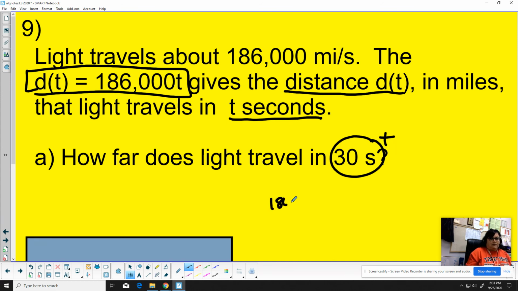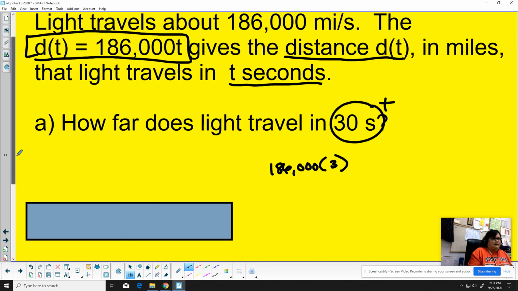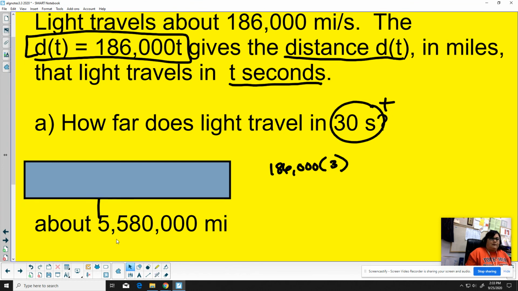So 186,000 times 3. I don't know what that is. Actually, I think I have it under here. Let's see. Yep, there it is. 5,580,000 miles. Okay, so all I did was take the 30, not 3, and plug it in for t.